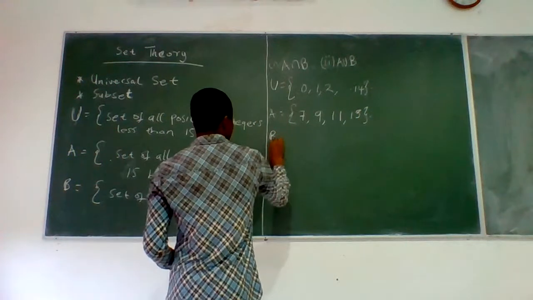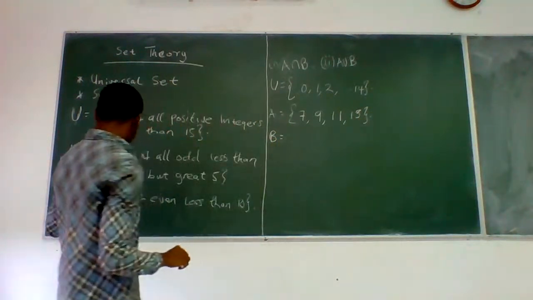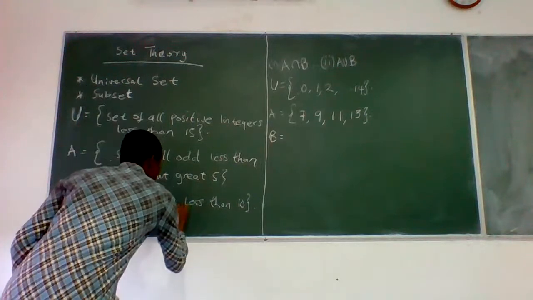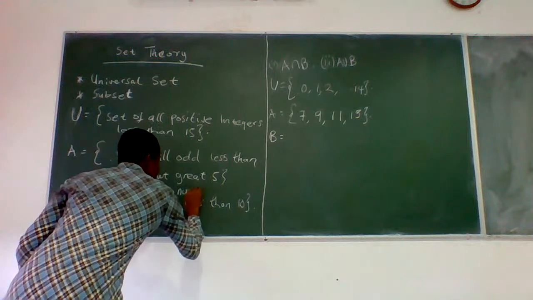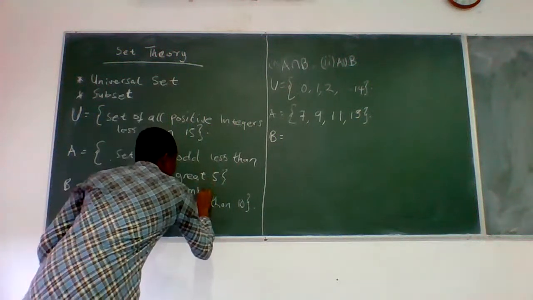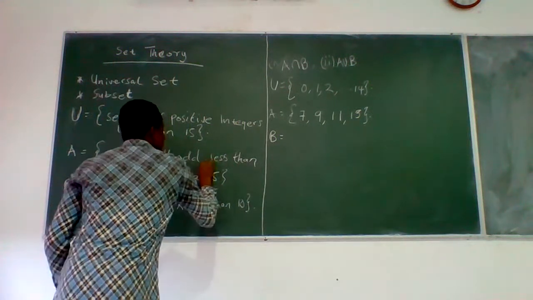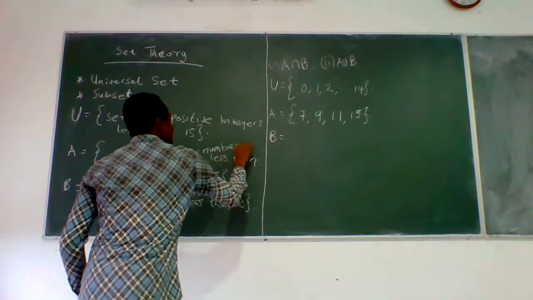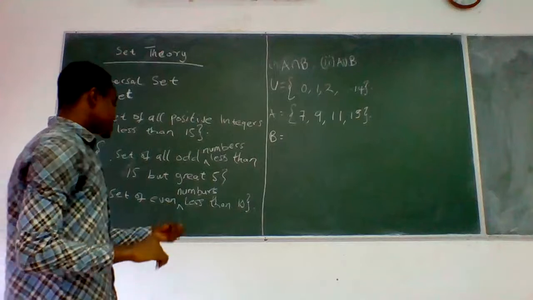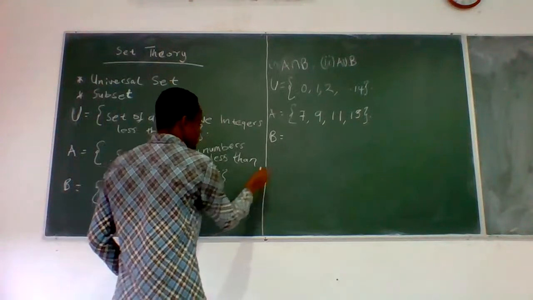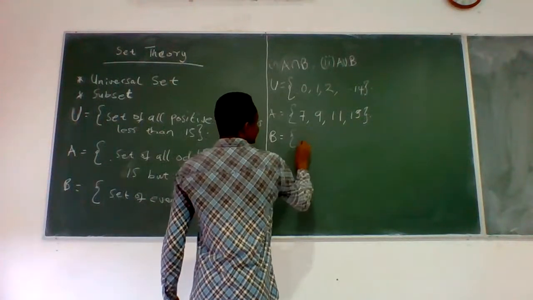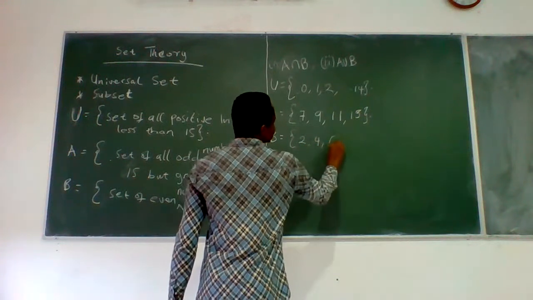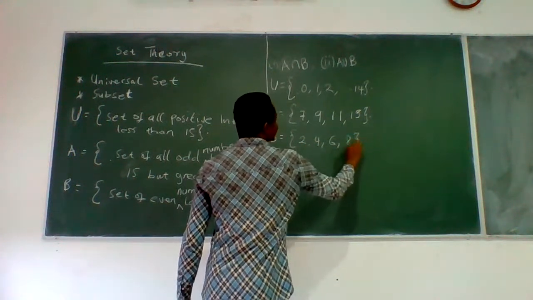And B, we have the set of even numbers less than 10. So what are the even numbers less than 10? We have 2, 4, 6, and 8.